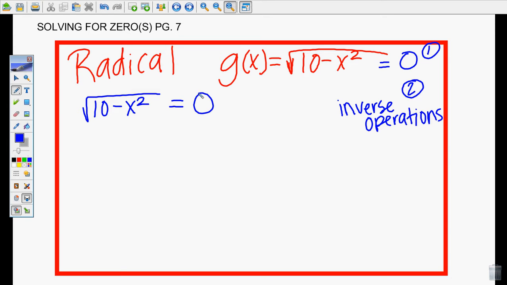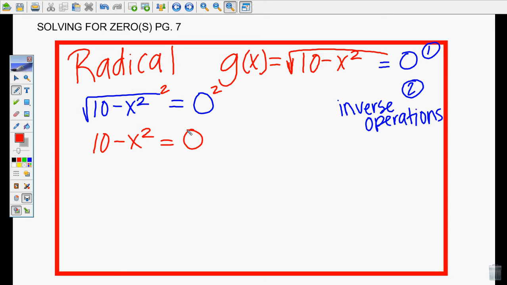What's the first barrier to me getting to x? The square root. How do I cancel out a square root? You square it. What I do to one side, I do to the other. So now we have 10 minus x squared equals 0.